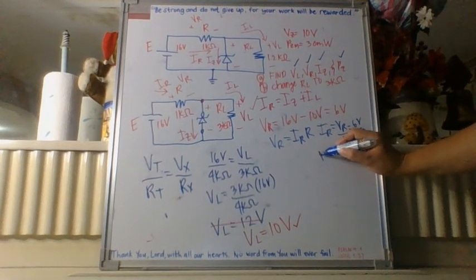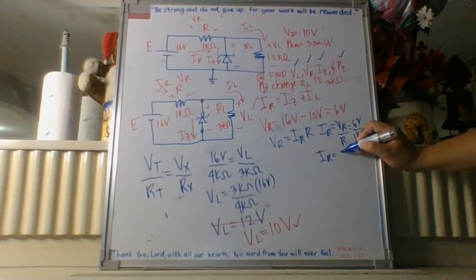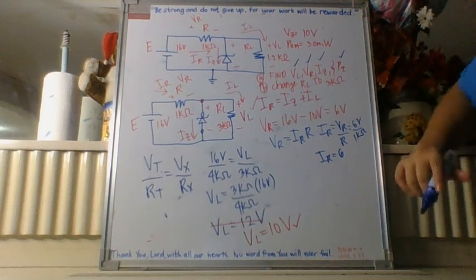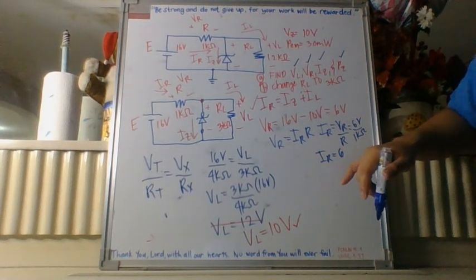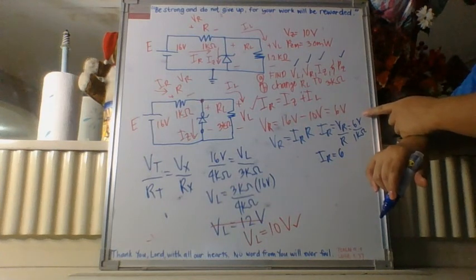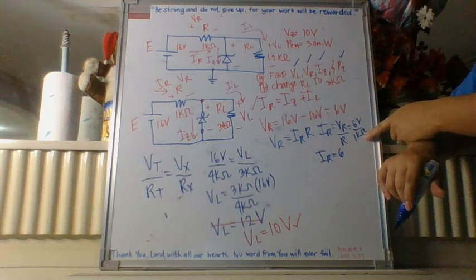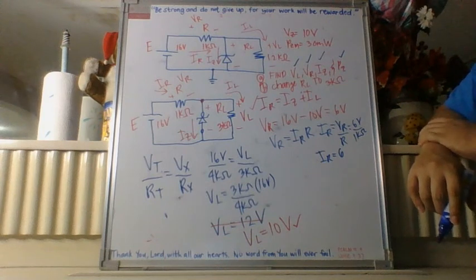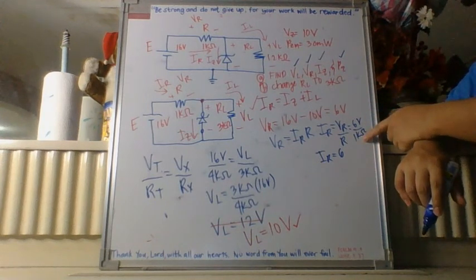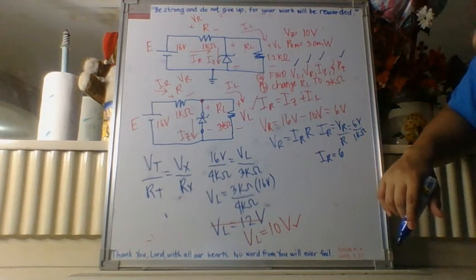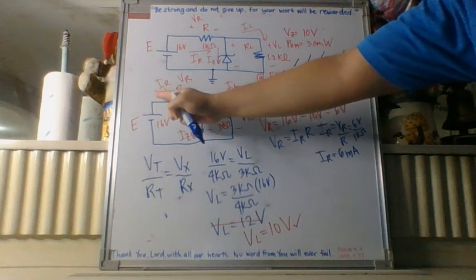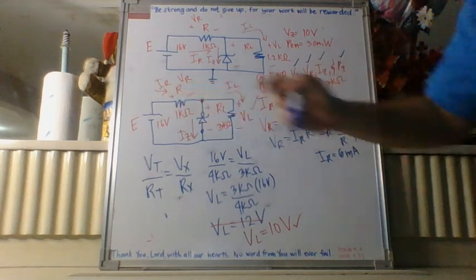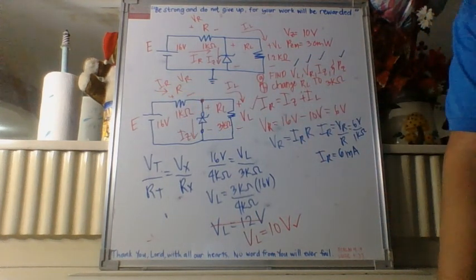And now we have I sub R equals 6. What should be the unit? Isn't the unit of current amperes? But we are dividing volts by kilo ohms. So the shorthand method to this is, if we're dividing volts by kilo ohms, the answer is automatically expressed in milliamperes. So we have 6 milliamperes. So the current entering this node is 6 milliamperes.